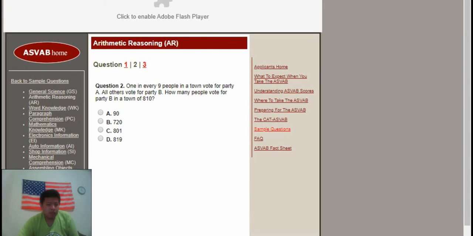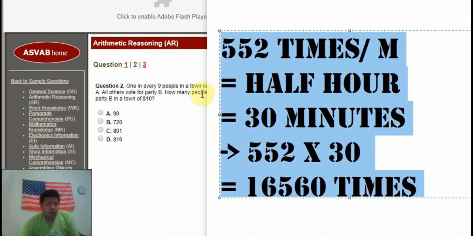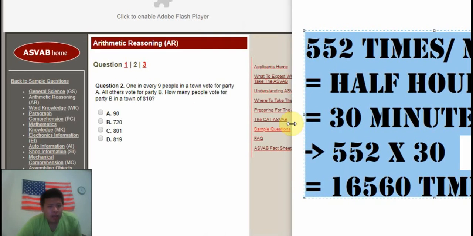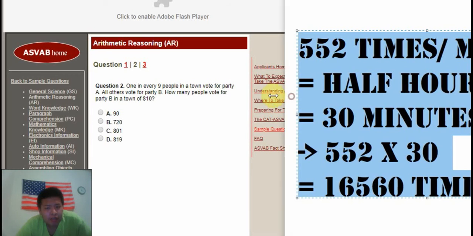The next one is: one in every 9 people in a town vote for party A. All others vote for party B. How many people vote for party B in a town of 810?